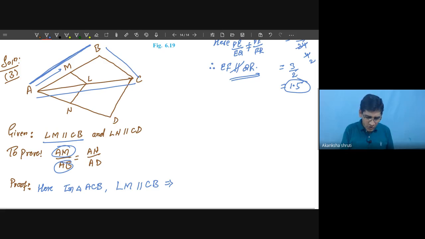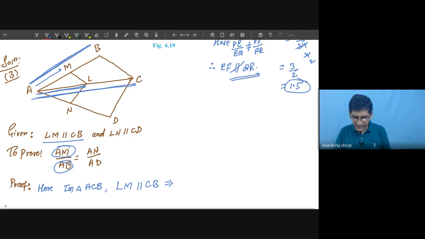So better to choose the ratio directly. AM by AB is equal to AL by AC. Okay, that will be sufficient. So this thing we have to develop. Right directly we can write, because all the derived ratios can also be used directly, or many a time you may write AM by MB is equal to AL by LC, then adding one you will get the same derived ratio. So you are free to choose the required ratio.